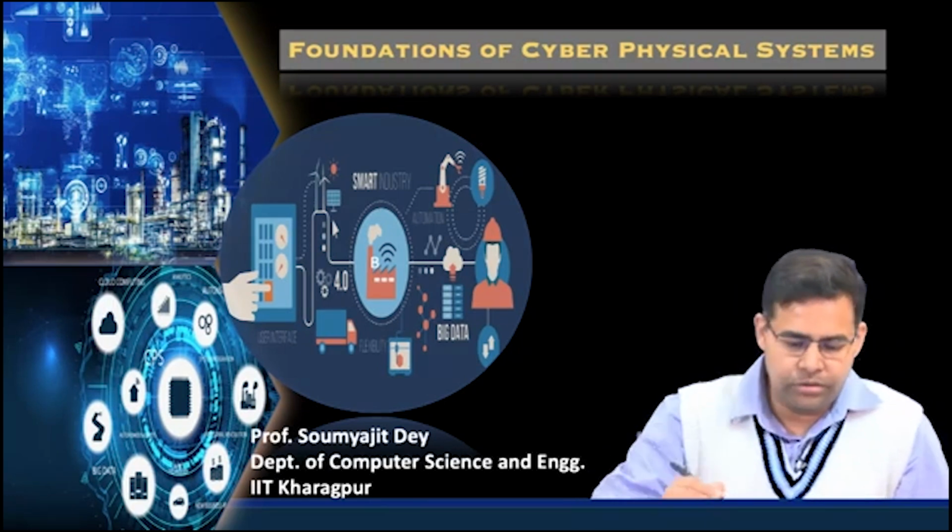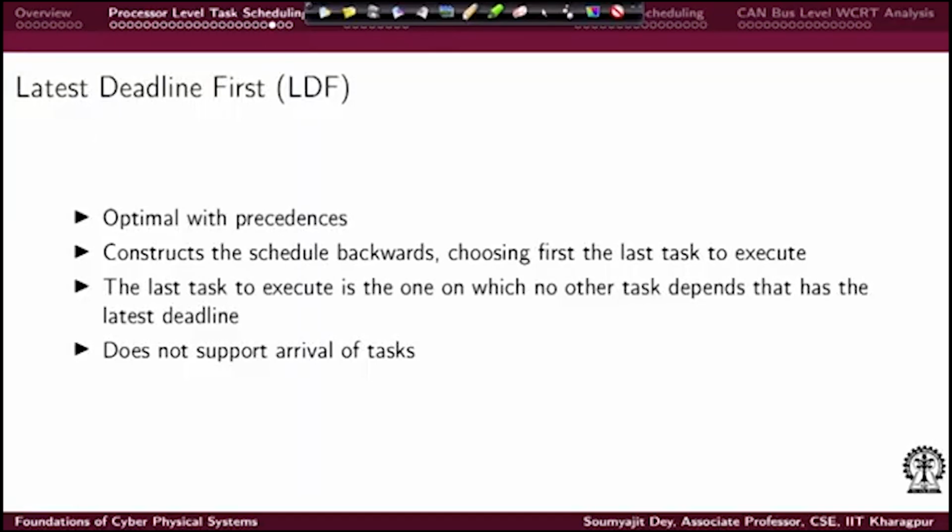So, if we look at these slides, LDF is an algorithm which is optimal with respect to precedence relations, and what it essentially does is you are given a task graph. A task graph has the nodes as the tasks, and the forward going edges capture the precedence constraints, that is, which task must execute first and which task can execute after that. So, an LDF algorithm will analyze such a graph and it will construct the schedule backward.